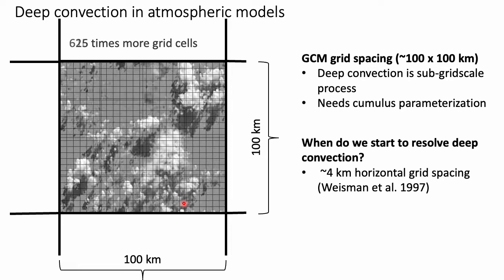You really have to go down to something like 4 kilometers. This is approximately the grid that you have to use to resolve the big updrafts and downdrafts in the systems, and to resolve the bulk of these clouds. Weisman et al. 1997, for example, is a good introduction into this.